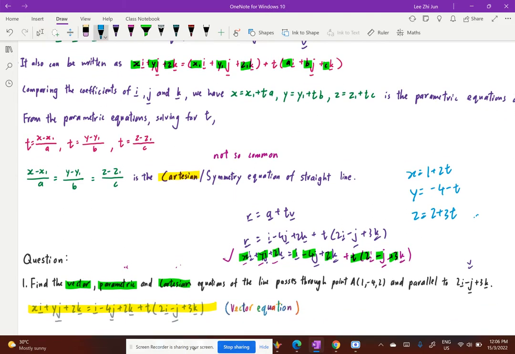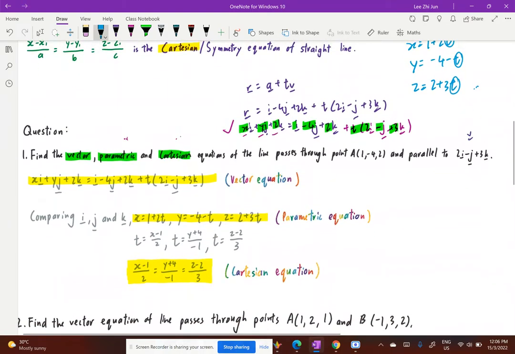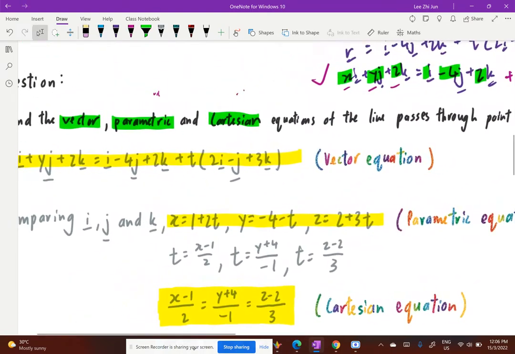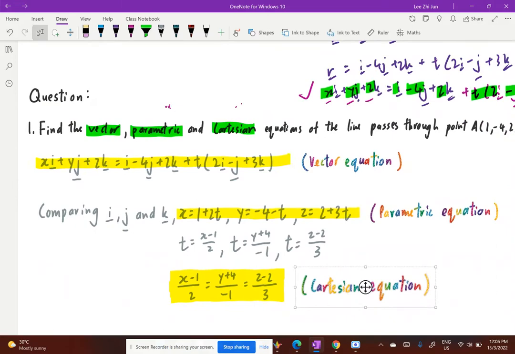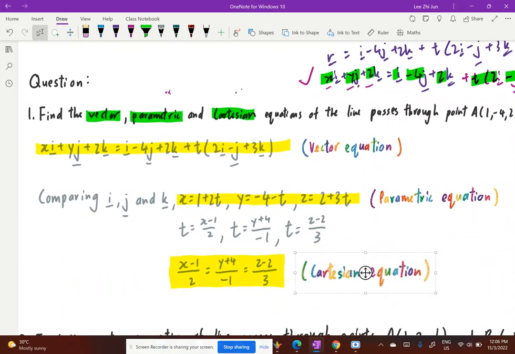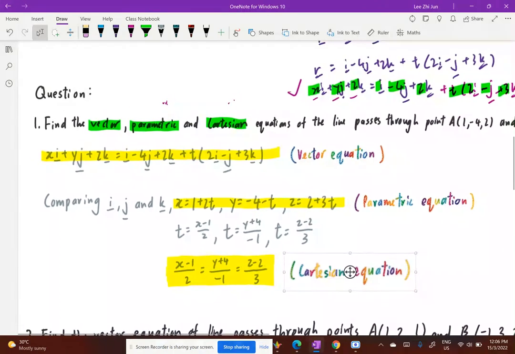So lastly, we take out all the t. We will get t equals x minus 1 divided by 2, or y plus 4 divided by negative 1, and also the same as z minus 2 divided by 3. So this is the Cartesian equation. Here's the answer.